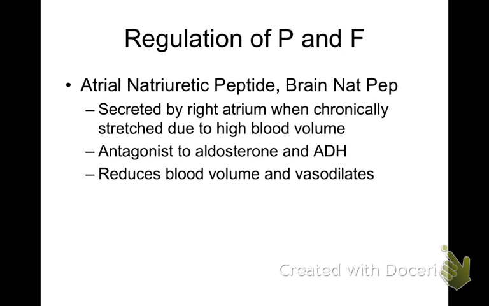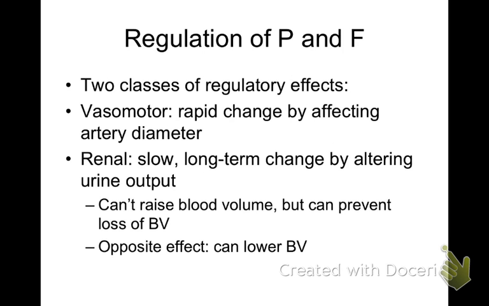BNP was first isolated from the brain. It's used actually clinically as a drug, BNP is. And later it was found to be secreted by the right ventricle. So the atria secrete a hormone and the ventricle secrete a hormone, and they have the same effect. They are antagonistic to aldosterone and ADH. They block their effects.